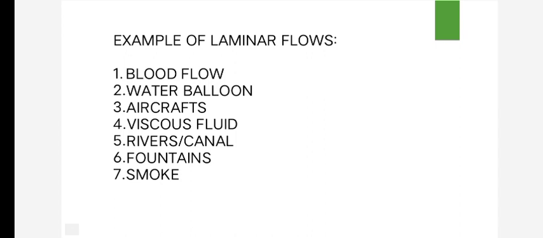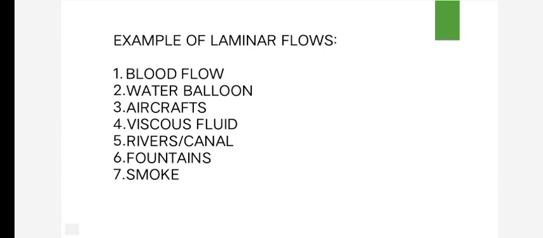And the last one is the smoke. To be specific, in a cigarette, as you have seen the smoke coming out of a burning stick of a cigarette, the stick is one of the main reasons why the smoke does not interfere with each other. It is because it allows the particles of the smoke to flow in a smooth manner. However, when the smoke is scattered out, turbulent flow will occur.